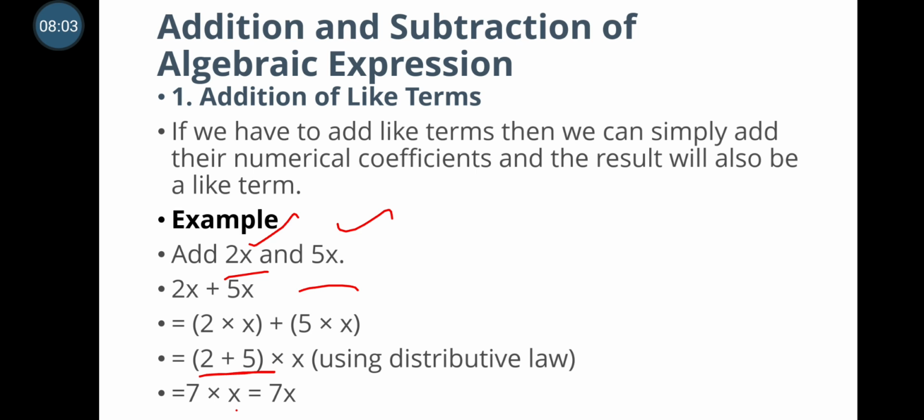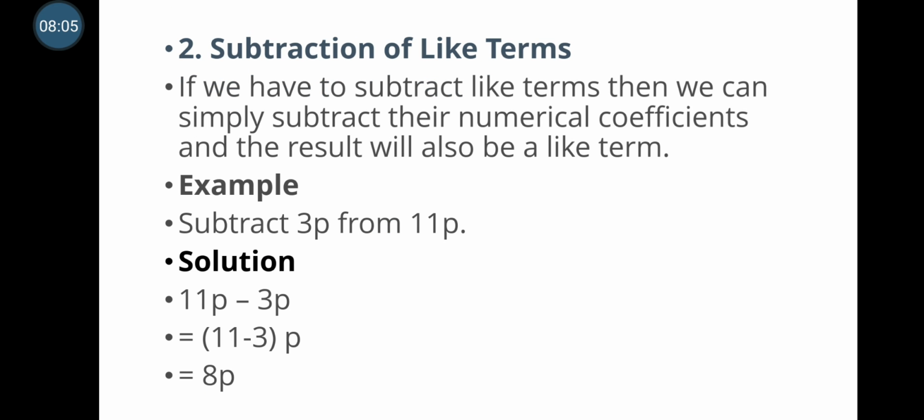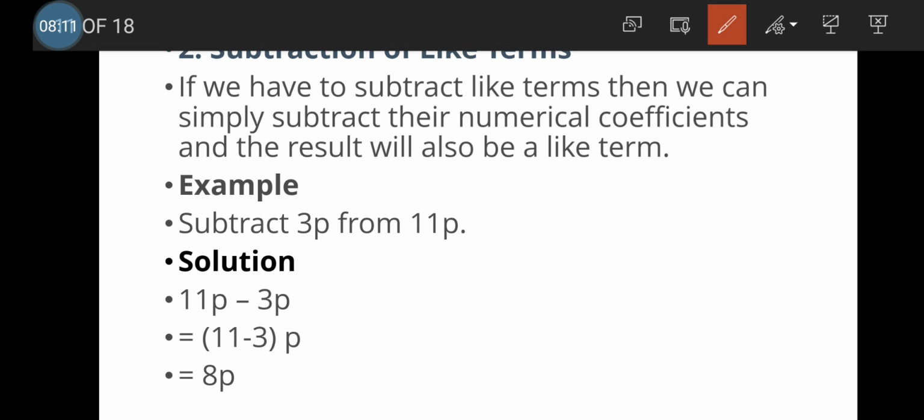Then subtraction of like terms. So how we did addition, same way we can take the numerical coefficient. So 11p and 3p are there. So both the variable and power are same. So it is like term. So you can keep the p as such and the numbers alone you have to minus. So 11 minus 3 is 8.